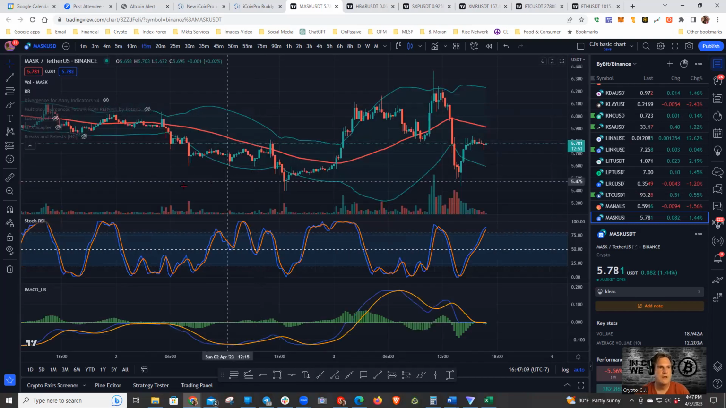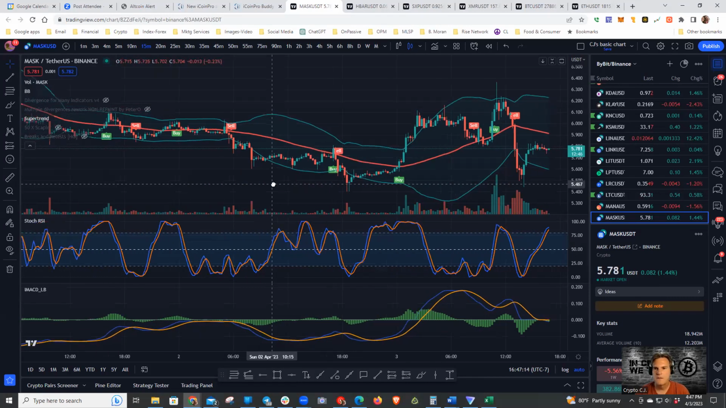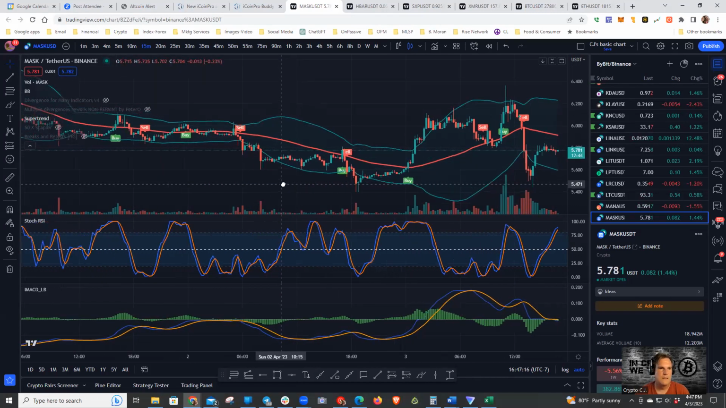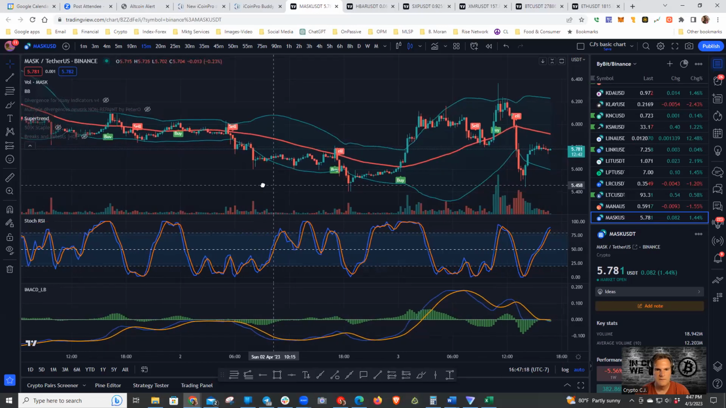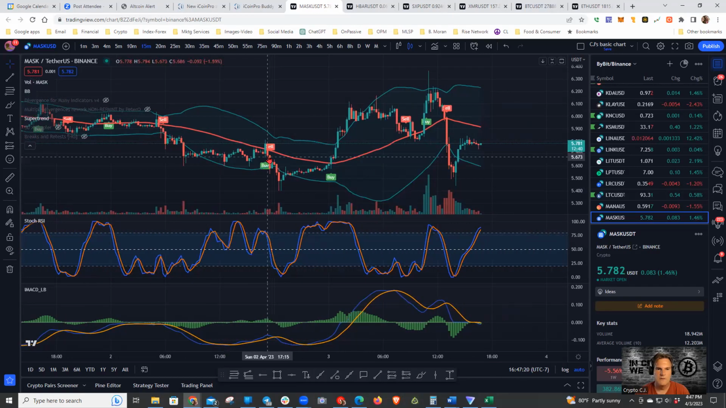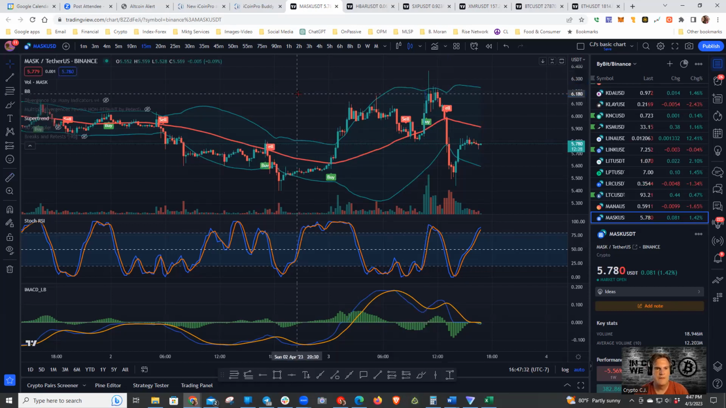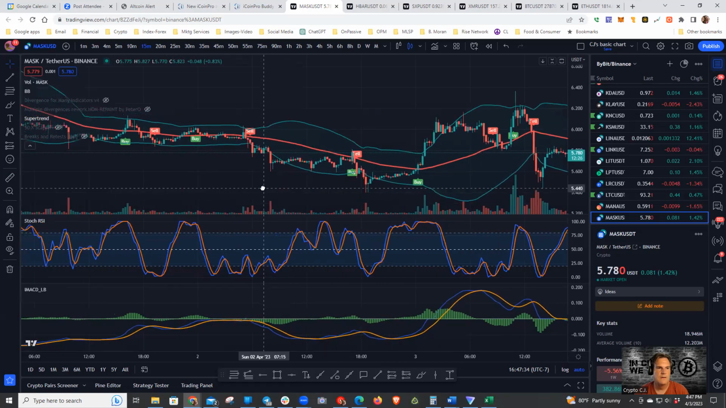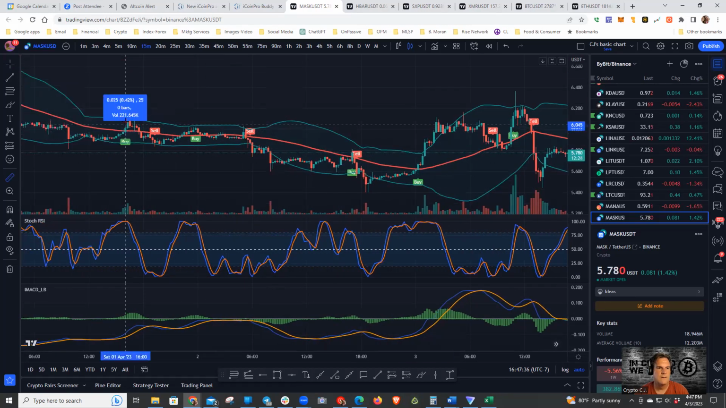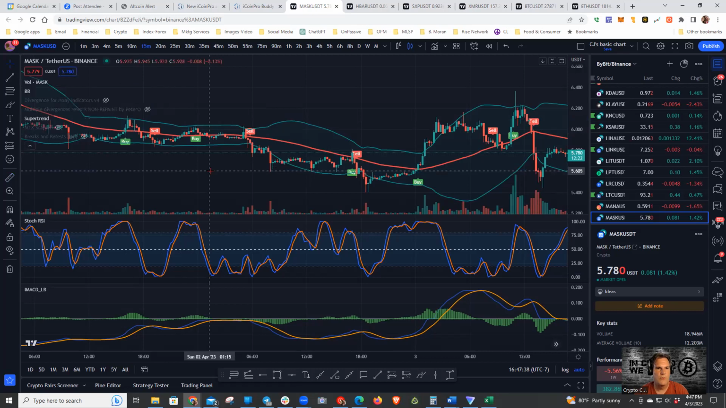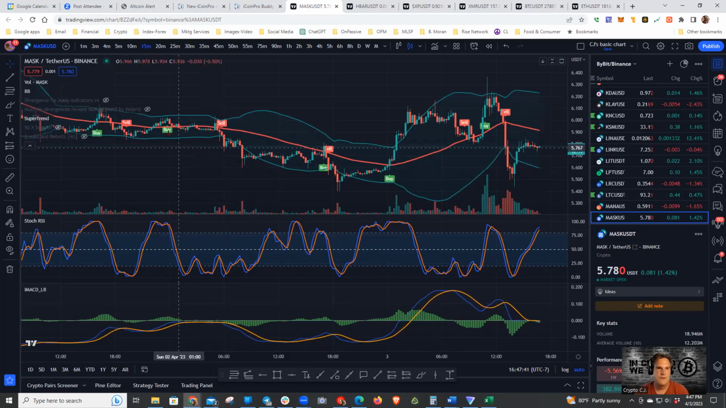The 15-minute chart, Super Trend. Not looking that good. This buy would have caught this move, as would have this one. This one's not bad. Yeah, 3% there. Yeah, not bad. 1.7 there. This one here would have been a bummer.